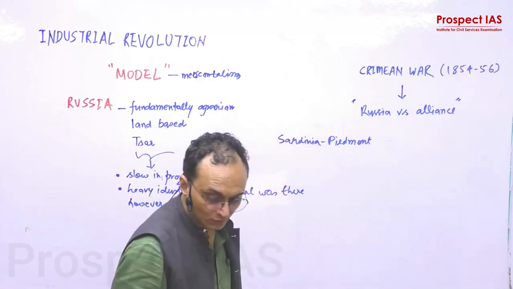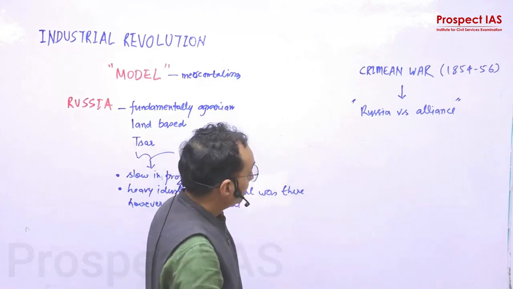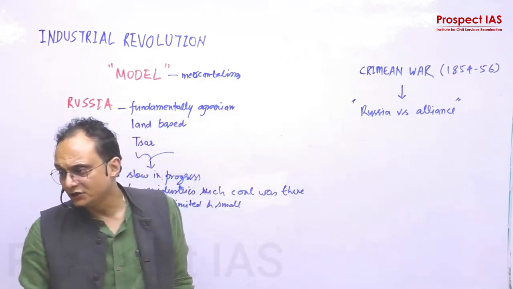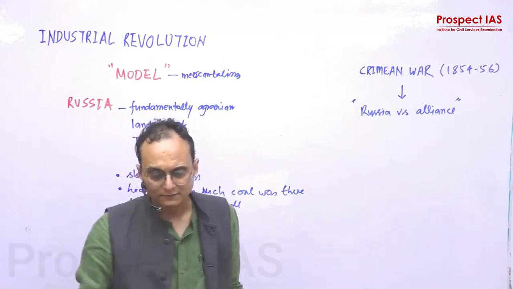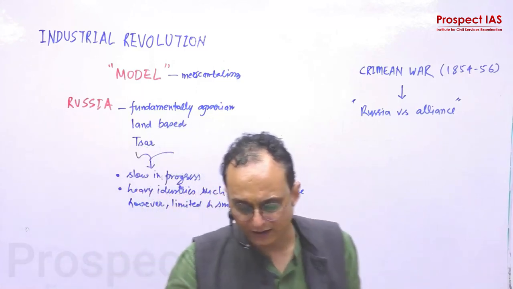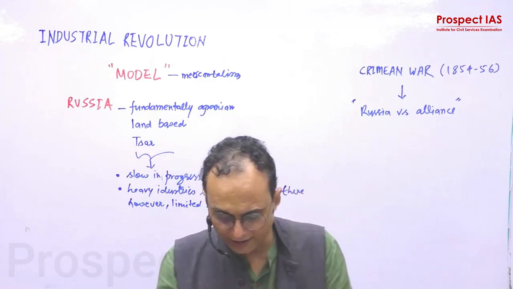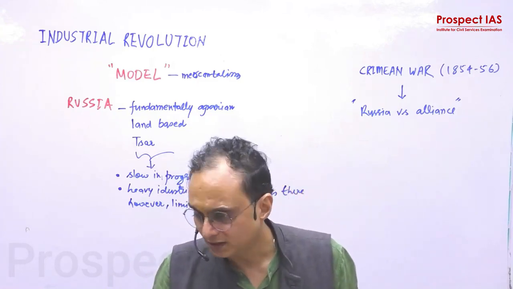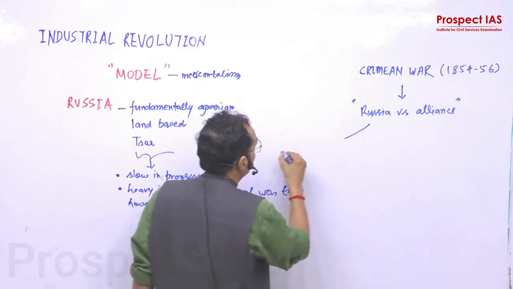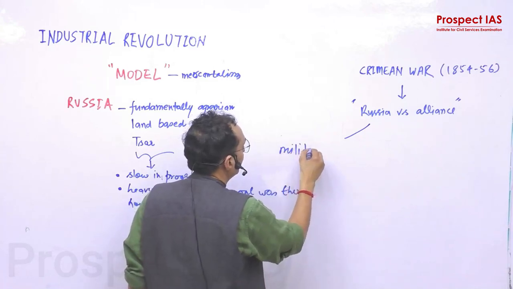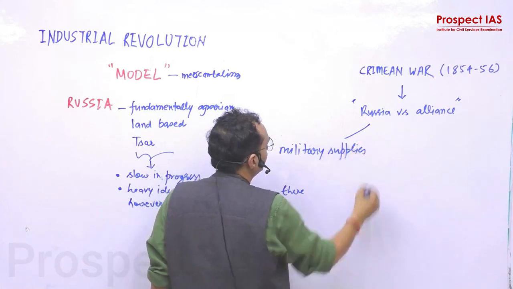Why? What were the factors? What were the reasons? Russia realized that the industrial revolution task must be taken up. There were reasons. Number one, military factories in Russia failed to supply war material. First feature, the question of military supplies.